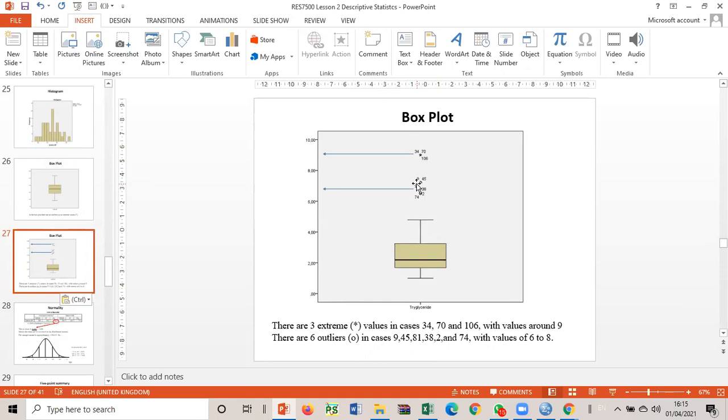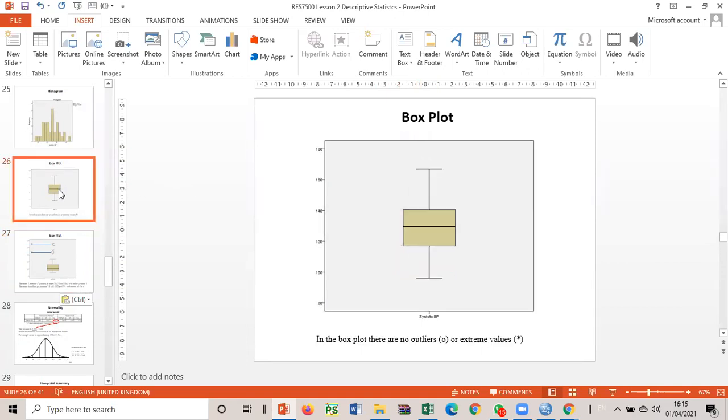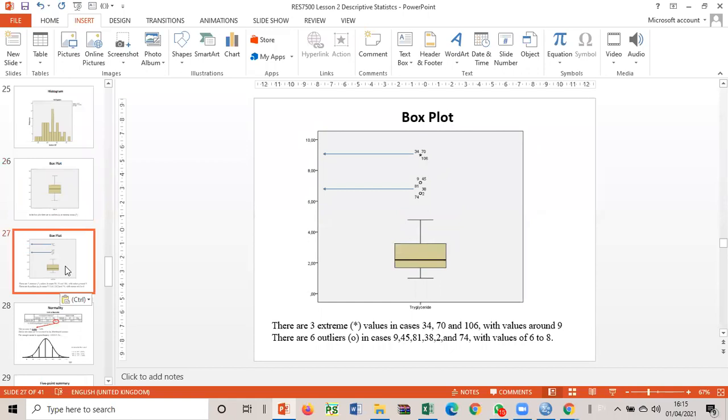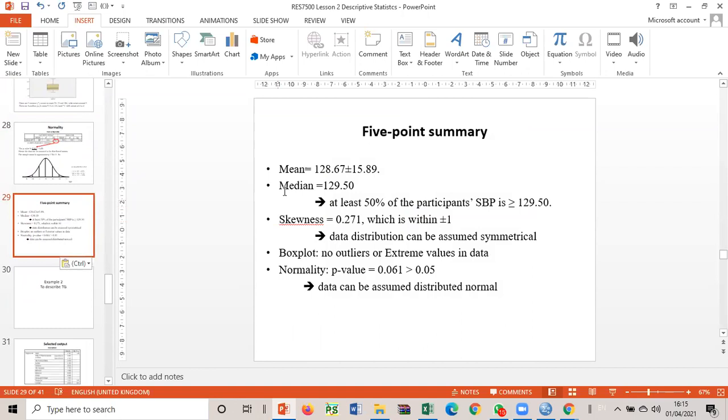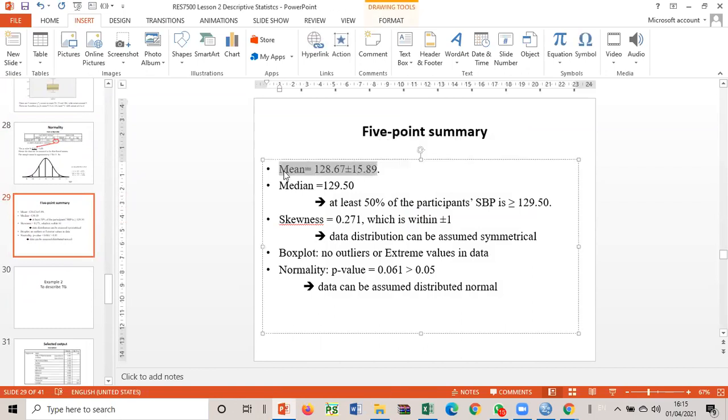Now, this is very important. If the data is something like this, we may be able to use a parametric test. If the data comes like this, we may have to use a non-parametric test. This all helps you to visualize the data. So now we have gone through number 1, number 2, number 3, and number 4.